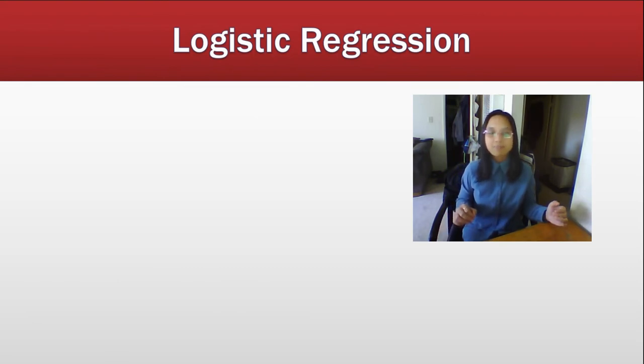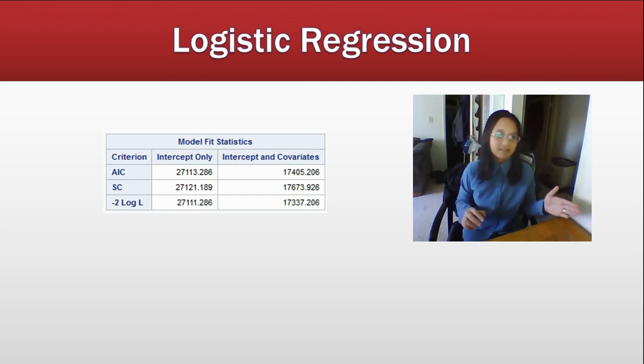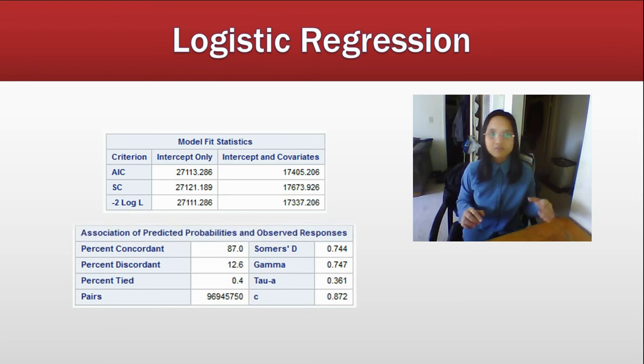Logistic regression. Model fit statistics indicate the model created by logistic regression is a better fit than the intercept-only model. This is indicated by the lower AIC, SC, and -2 log L values. The training dataset also shows a C statistic of 0.872, which indicates a model with strong predictive power.